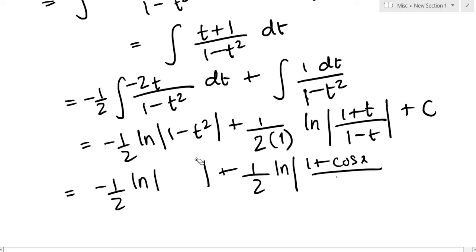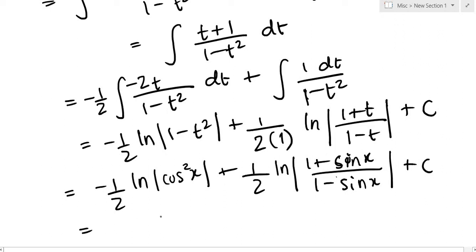I'm so sorry, the substitution was t is equal to sine of x, so instead of all this we have 1 minus sine squared of x, which is nothing but cosine squared of x, in 1 plus with 1 plus the sine of x over 1 minus the sine of x plus c. Now you might want to simplify this a bit, so we can bring the square, multiply the log by this power. We just have minus 1 log of cosine of x and negative log of cosine.